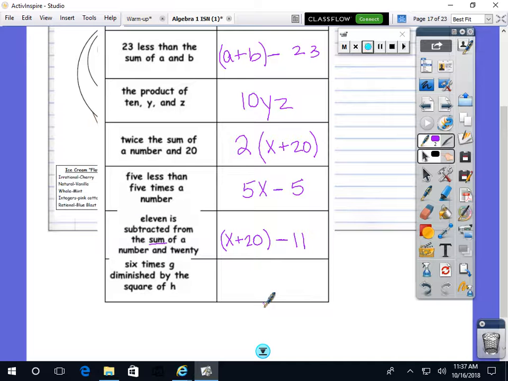Alright, 6 times g diminished by the square of h. How did we write 6 times g? Just 6g. You don't actually have to put the multiplication symbol, right? We didn't use this word yet, so we're going to have to add it in. Where will we add it into? Subtraction. Diminished means subtraction. And then what are we subtracting it from? Or h squared, because the square of h. So go ahead and flip back to the subtraction box and add in the word diminished. Okay, and then we'll be doing that last page, translating phrases practice.